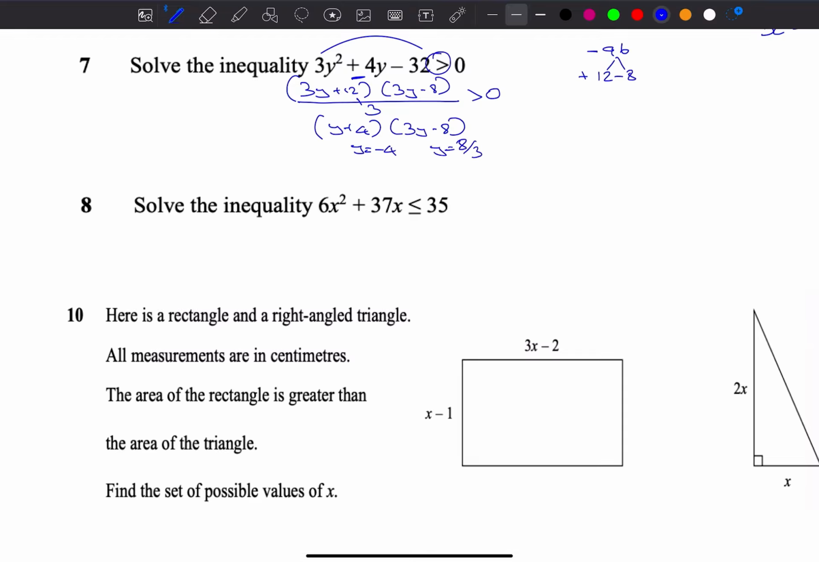Because it points that way, there are two answers. y is less than and y is greater than. Less than the smallest number, which is minus 4, and greater than the larger number, 8 over 3. That's it, the format. Always learn the format.